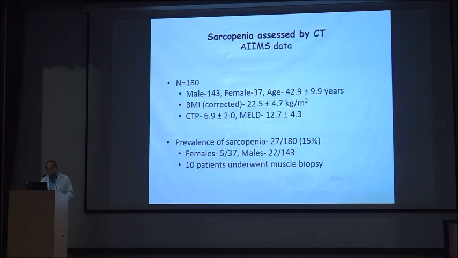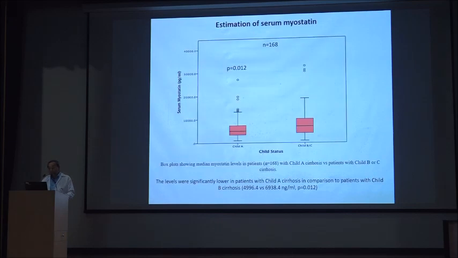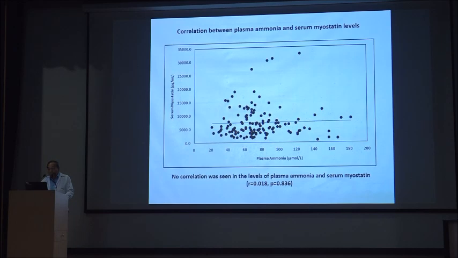This is our own data, where in 180 cases we have seen that the prevalence of sarcopenia is around 15%. Then what we have observed is that myostatin level is raised in the blood of patients with cirrhosis, and especially in patients having advanced disease, more in Child B and C. There was no correlation between ammonia and myostatin level.